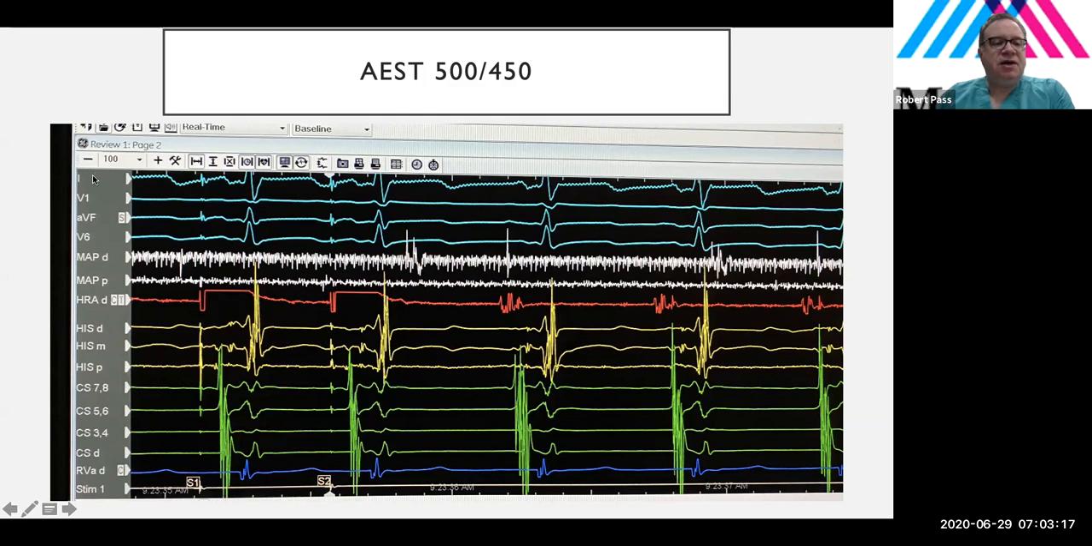So in this case, we have 4 ECG leads, 1, V1, AVF, V6. We have a distal and proximal ablation catheter. We have the high RA catheter, and then we have 3 HIS pairs, distal to proximal. Some electrophysiologists will display this in reverse, proximal to distal, but it has been our standard to do it this way. And yet here we are displaying the coronary sinus from proximal to distal.